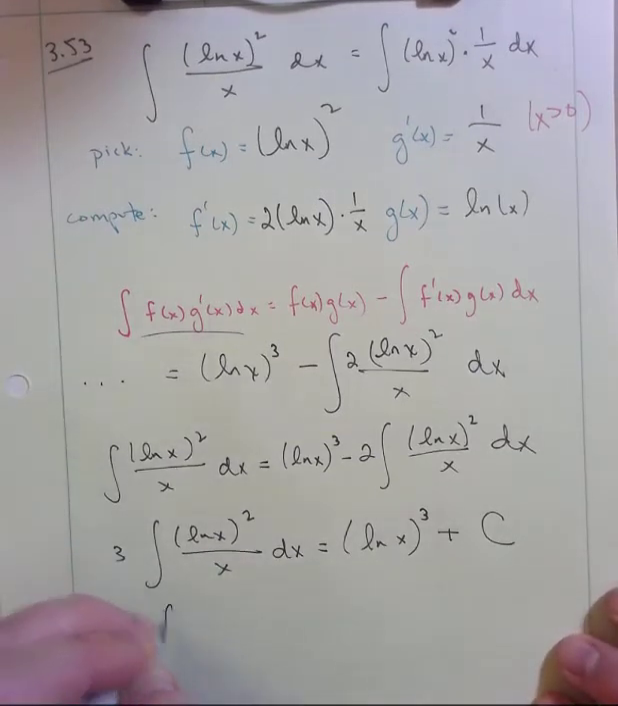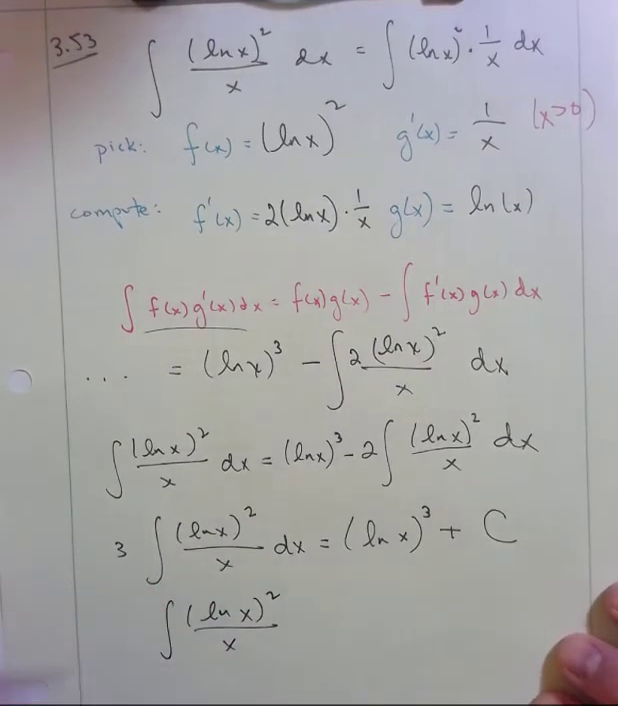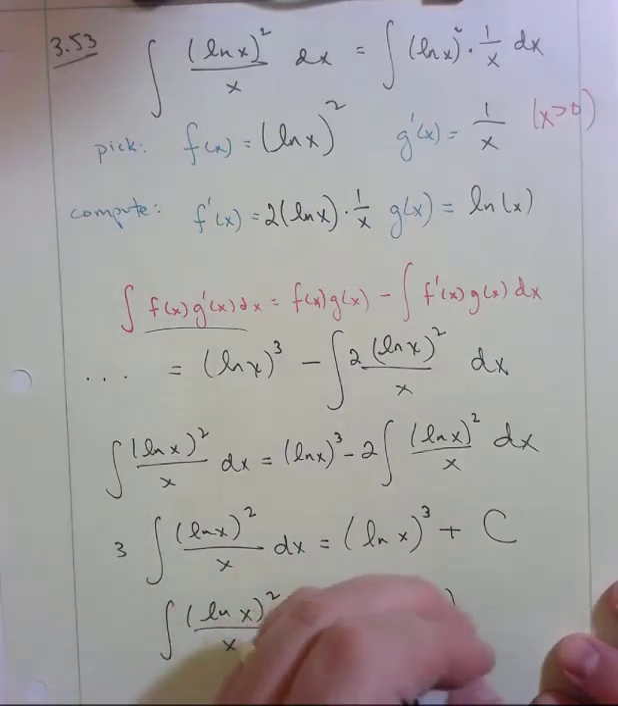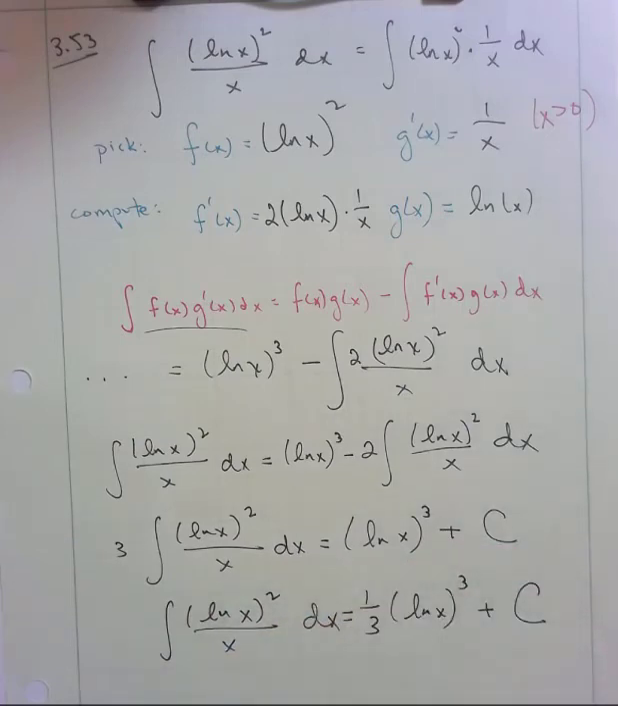But what that does is it allows us, I'm dividing both sides by 3, and arbitrary constant c divided by 3 is still an arbitrary constant, so let's just leave it like that. And there we go. That is the result for this integral.